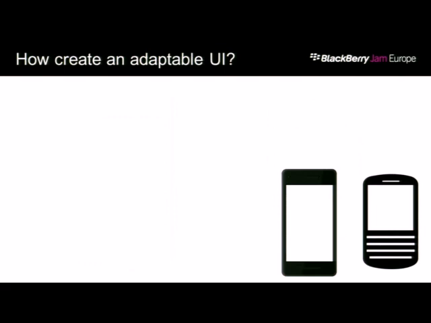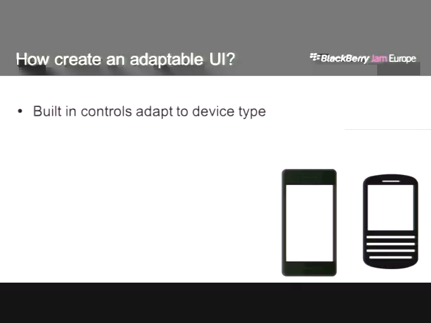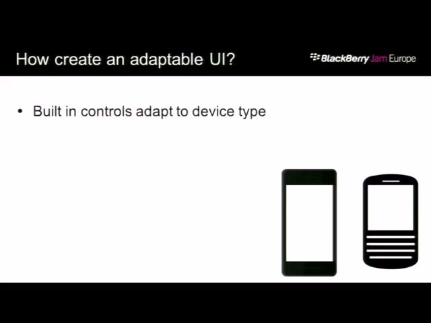With UI adaptability, this is a challenge for you. You need to implement applications that run well on both form factors, and the effort for you to do this should be as low as possible. You shouldn't have to implement unique code for every different form factor. First of all, we are resizing all the built-in controls for the Q10 compared to the Z10. Buttons are smaller. The drop-down control, for example, shows 5 items on the Z10, and 3 items on the Q10. So if you're using the core controls, it will look good more or less automatically.